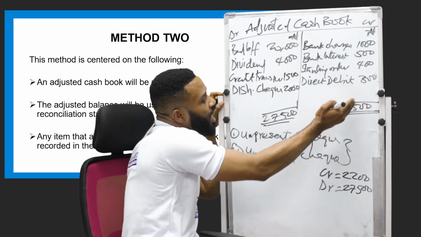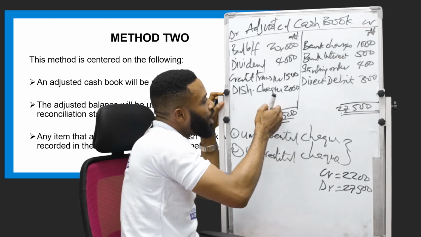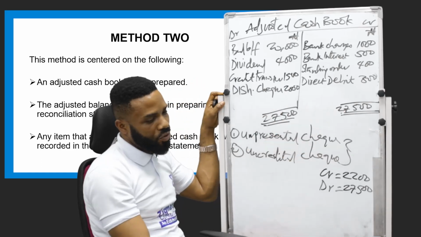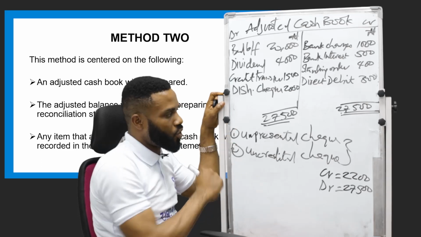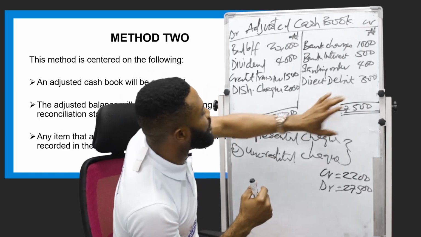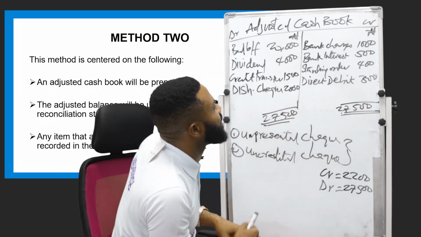Some students will write this one up and they write this one down. Some will write this one up and write this one down. That's very wrong. You may get the figure, but the procedure is wrong. Now, having established that fact, the question is, how do we balance this account?